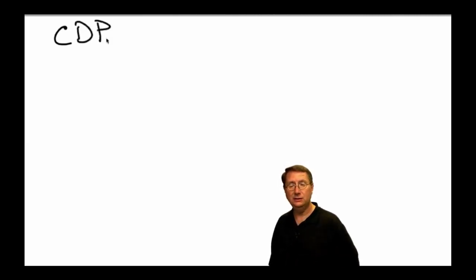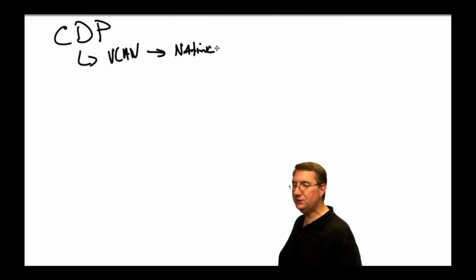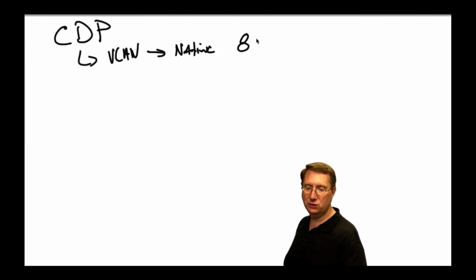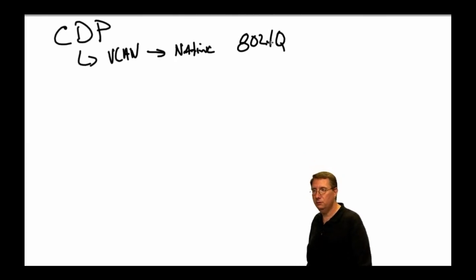CDP, Cisco Discovery Protocol. Cisco Discovery Protocol operates in VLAN 1 by default, but the best way to put it is it's going to operate in the native VLAN. And we can keep saying native VLAN because the only thing that we have to concern ourselves with is 802.1q trunks. We don't have ISLs anymore. Remember, Cisco proprietary, gone by the way of the dodo.